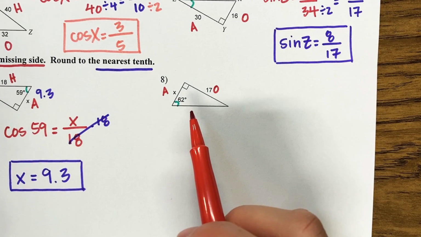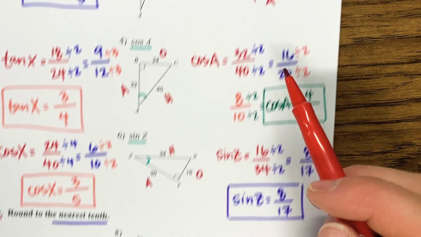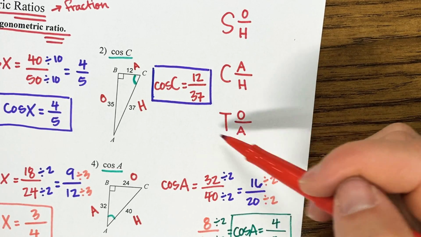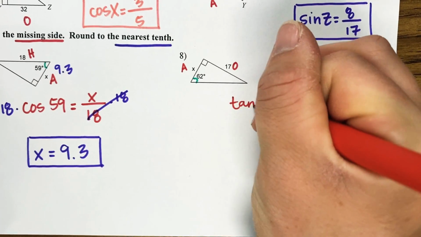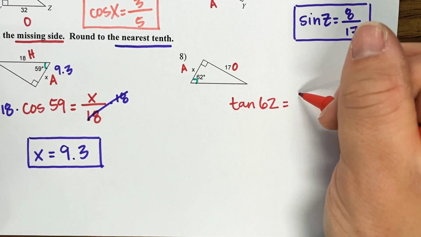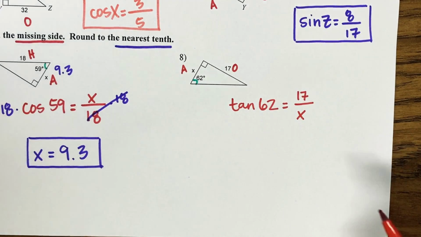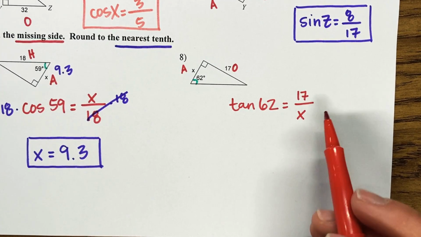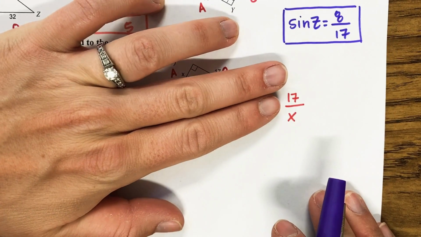Now we need to identify what trigonometric function uses opposite and adjacent. Which trigonometric function uses opposite and adjacent? Tangent. So how we set it up: tangent of the angle, 62, equals opposite, 17, over adjacent x. Oh my gosh. You guys are going to freak out because now my x is on the bottom. What do we do? Do not freak out. There's just one more step we have to do.